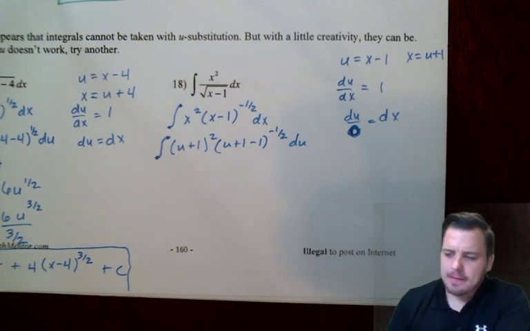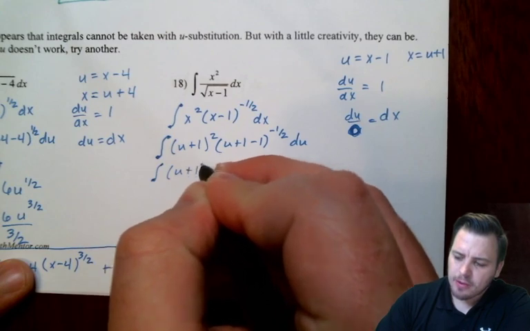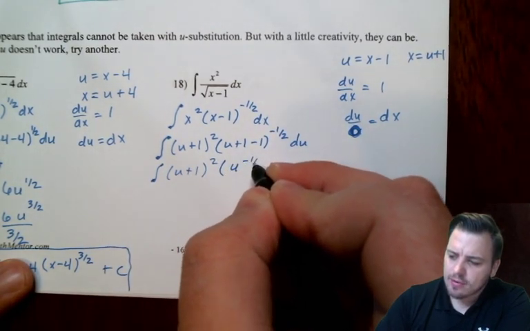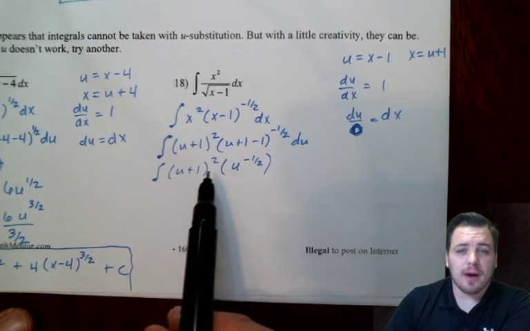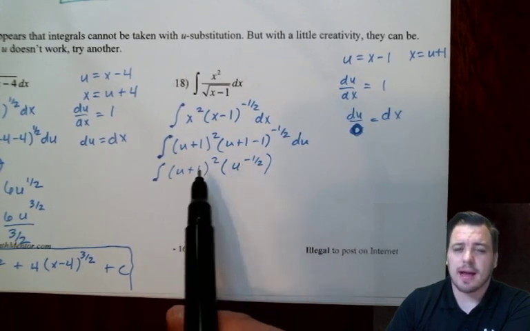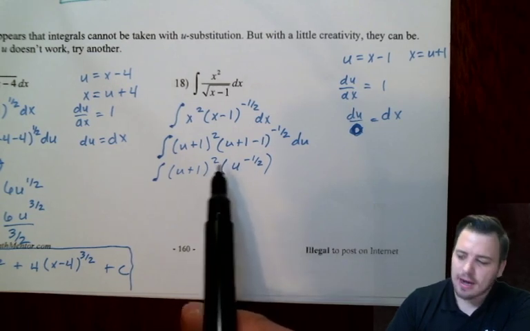Okay? So then from there, that would give us u plus 1 squared, and then that would just simply give us u to the negative 1/2. Now, I'm going to multiply this because I've already solved it in terms of u. I've already done u substitutions, but I can multiply this out now. Okay, so let's multiply this out right here.